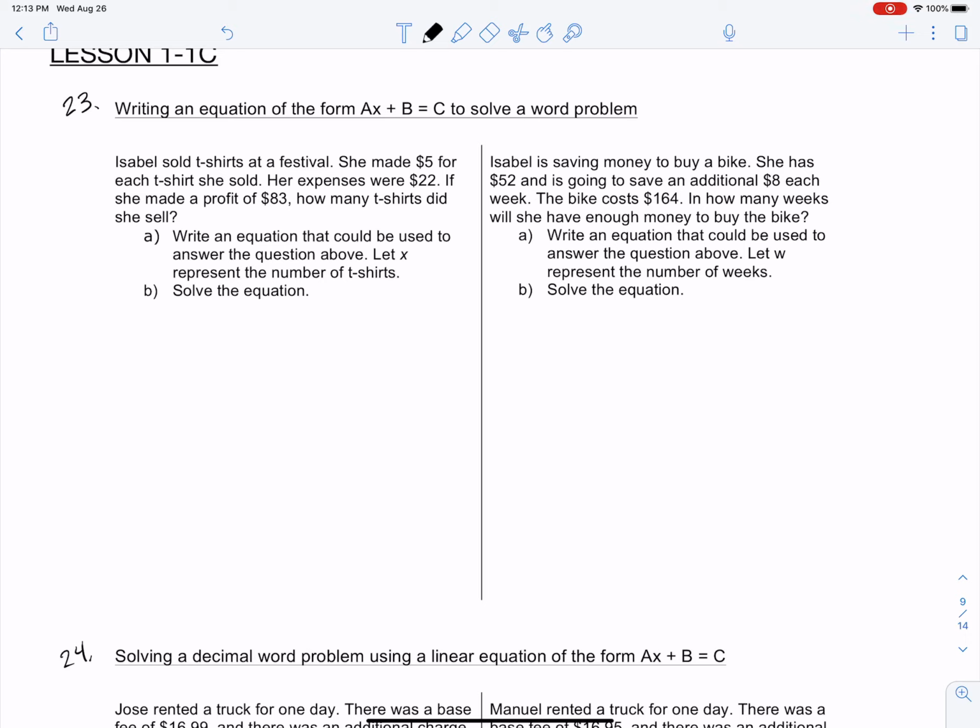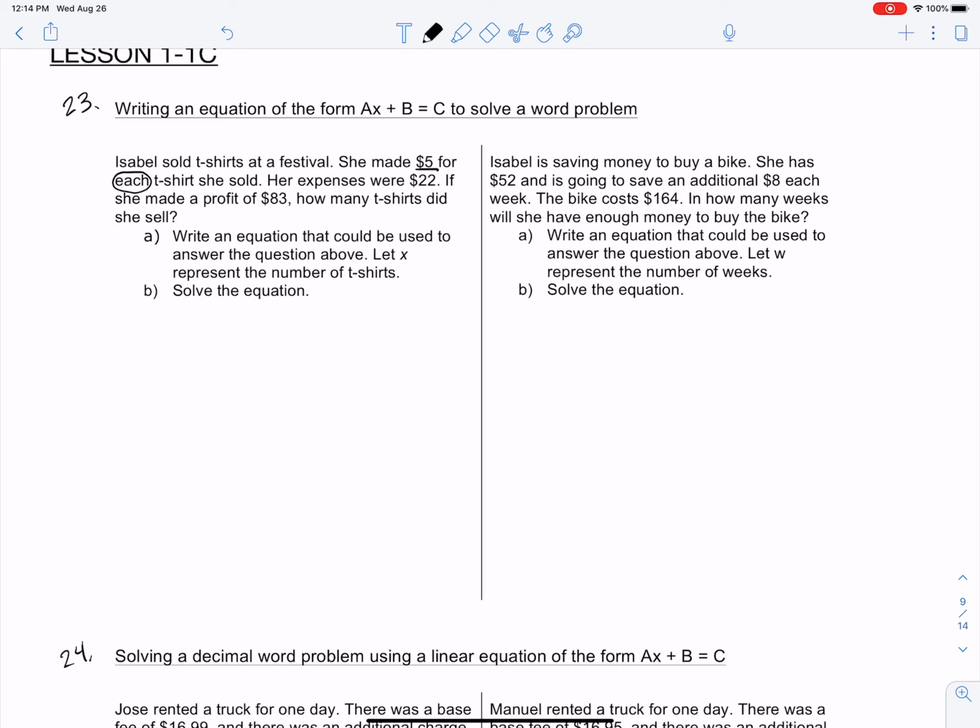So really all they want us to do is create an equation that's in the form ax plus b equals c, and then solve for the variable. So let's first go into the problem and pick out the pieces that we need. It says Isabel sold t-shirts at a festival. Great. But the next sentence gets into what we need. She made $5 for each shirt. When you see the word each, you should automatically be thinking of multiplication. Maybe I should rephrase that. You shouldn't always think of multiplication, but many times each will imply multiplication for you.